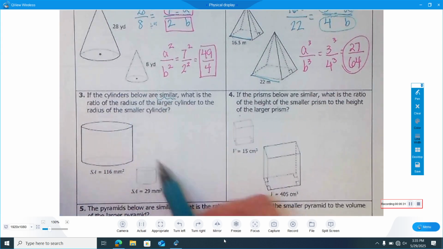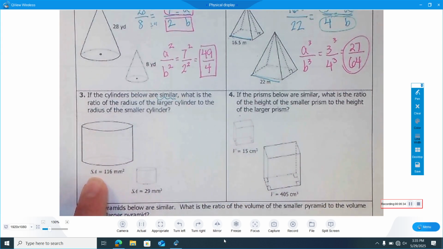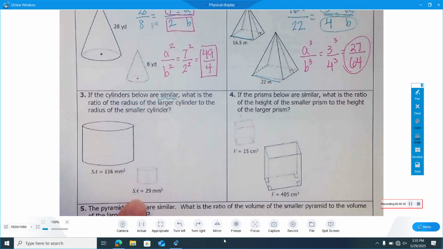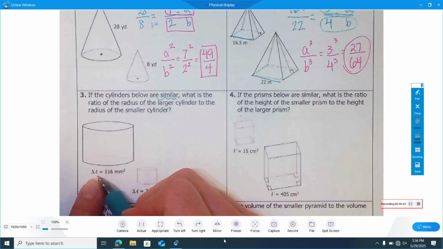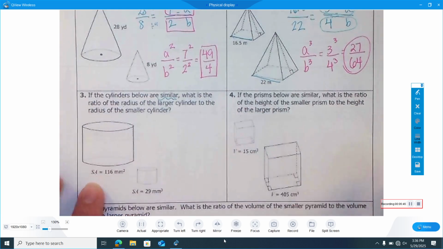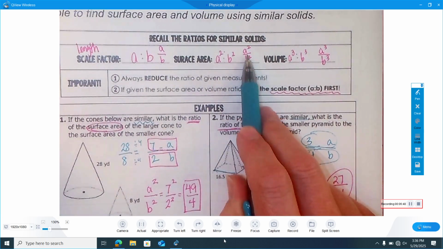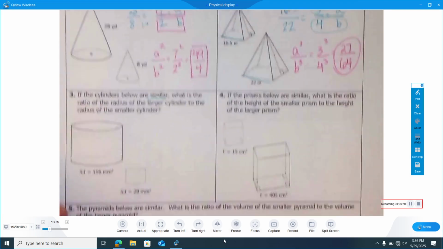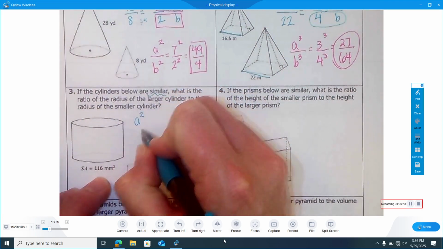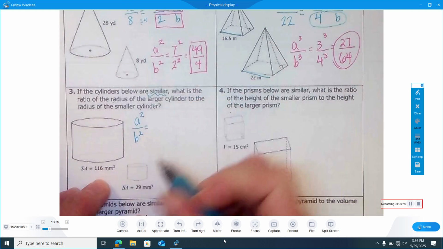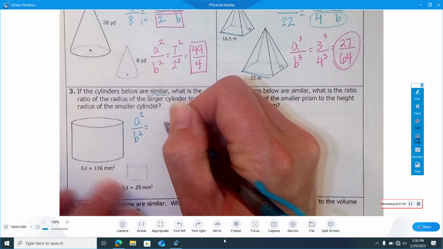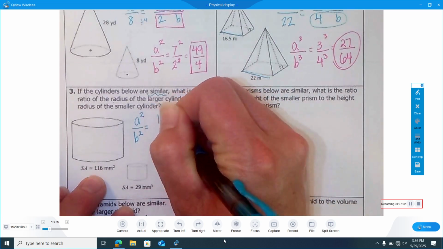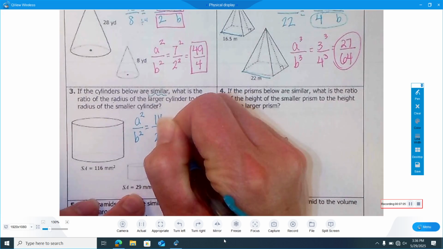And when I look at what they're giving us here, they're giving us surface area is 116 millimeters squared and surface area is 29. So I have to start now, because they gave me surface area, they're giving me the squares of A and B. So I have to know that A squared over B squared, because they gave us surface area. So larger to smaller, so we're going to do 116 over 29.